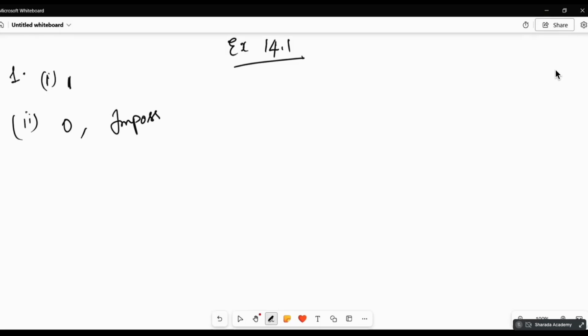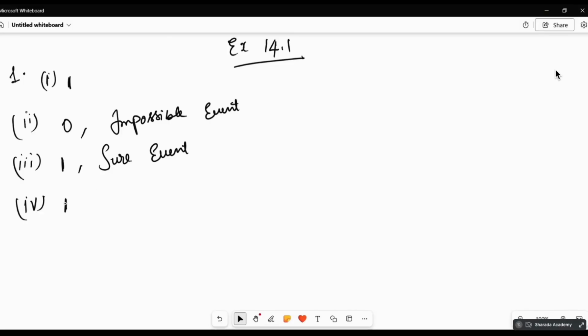Read the next one. 1 and sure. Correct. So third one, the probability of an event that is certain to happen is 1. We call it a certain event or the sure event. Next one. What is the answer? Fourth one. The sum of the probabilities of all elementary events of an experiment is 1. Correct. The sum of all the elementary events' probabilities is all you will get, right? So it is equal to 1.